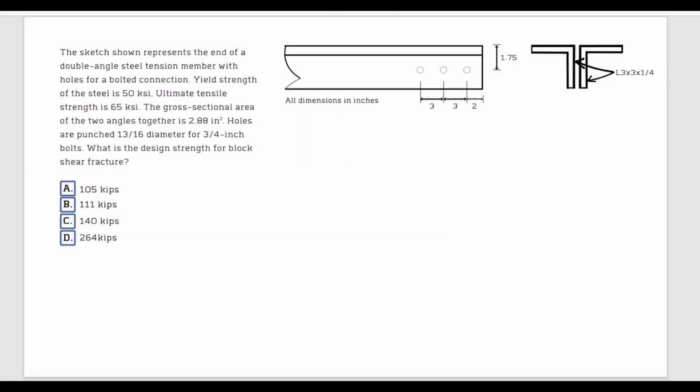The sketch shown represents the end of a double-angle steel tension member with holes for a bolted connection. Yield strength of the steel is 50 ksi. Ultimate tensile strength is 65 ksi. The cross-sectional area of the two angles together is 2.88 inches squared. Holes are punched 13/16 diameter for 3/4 inch bolts.